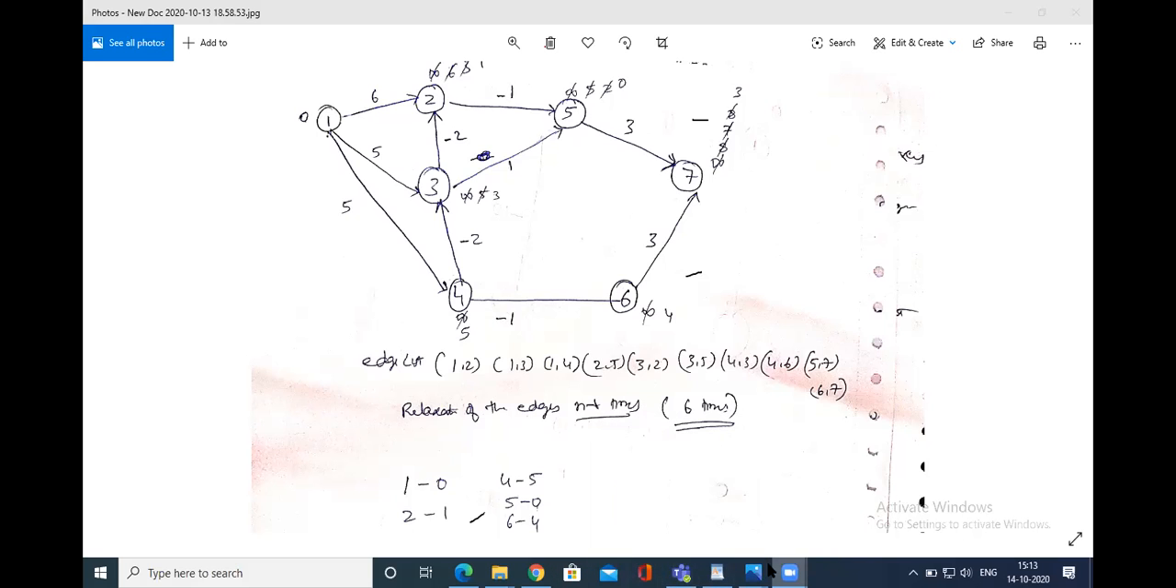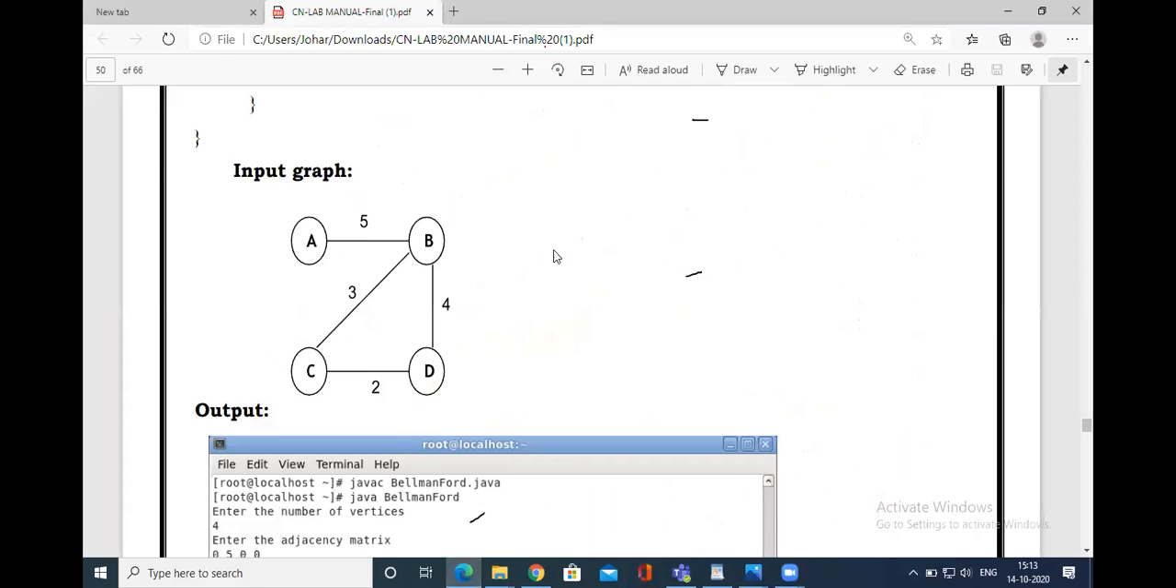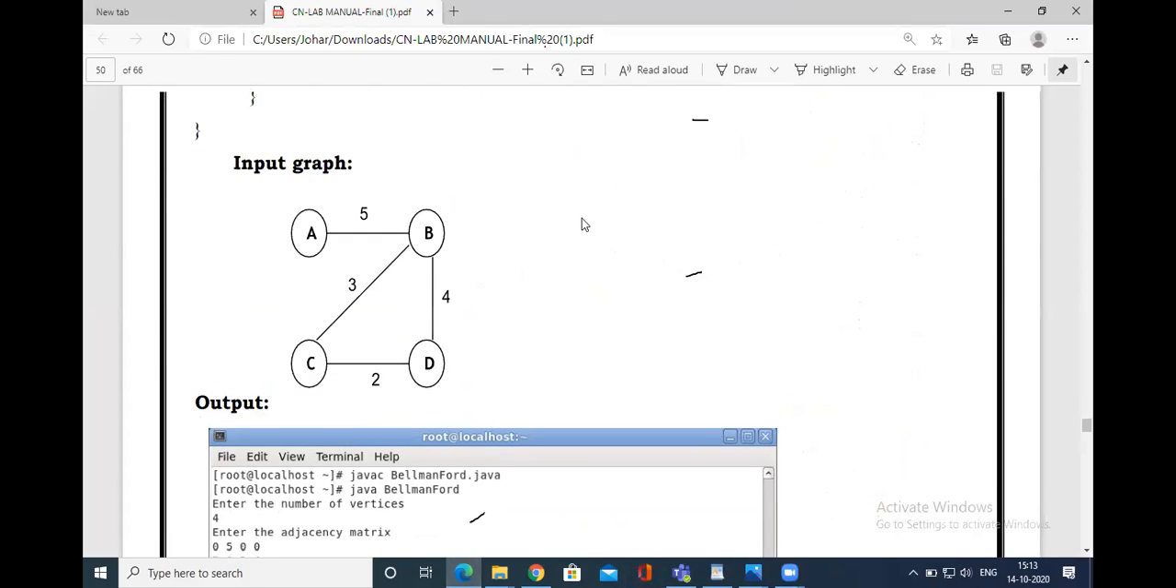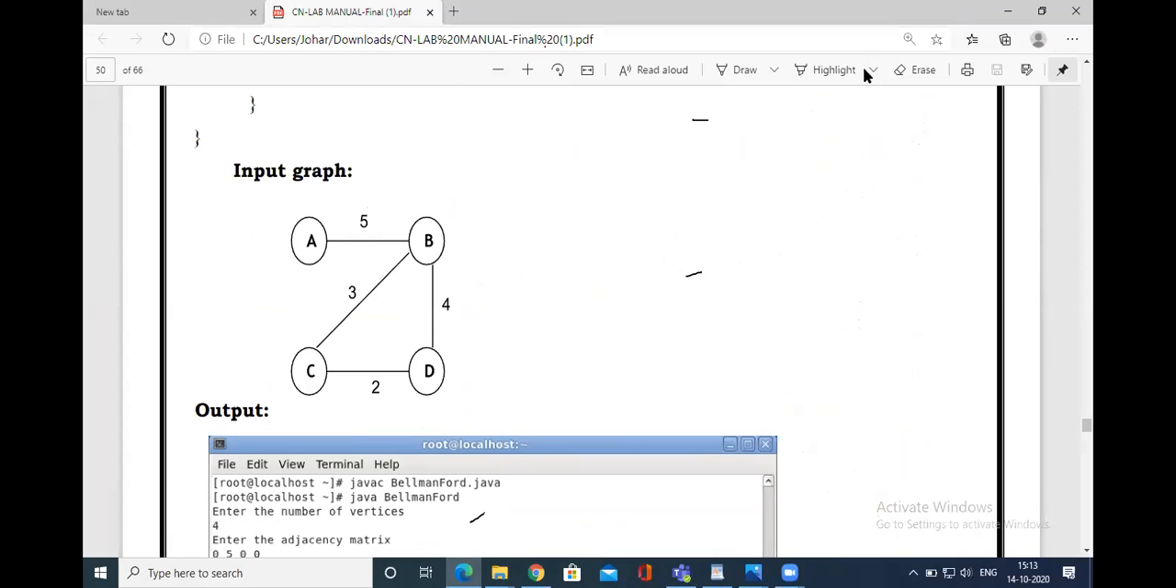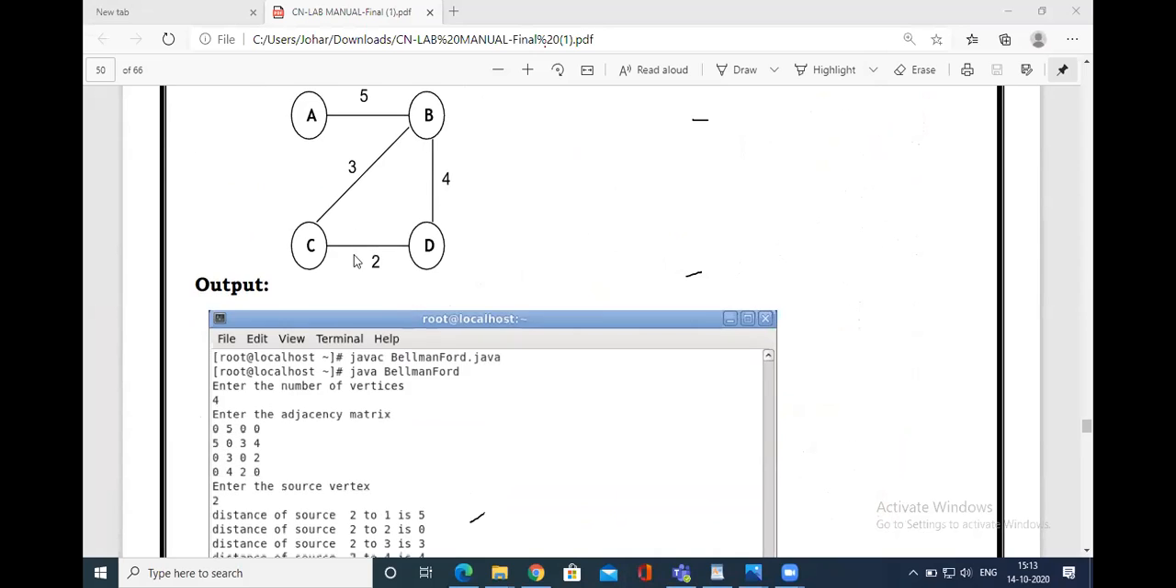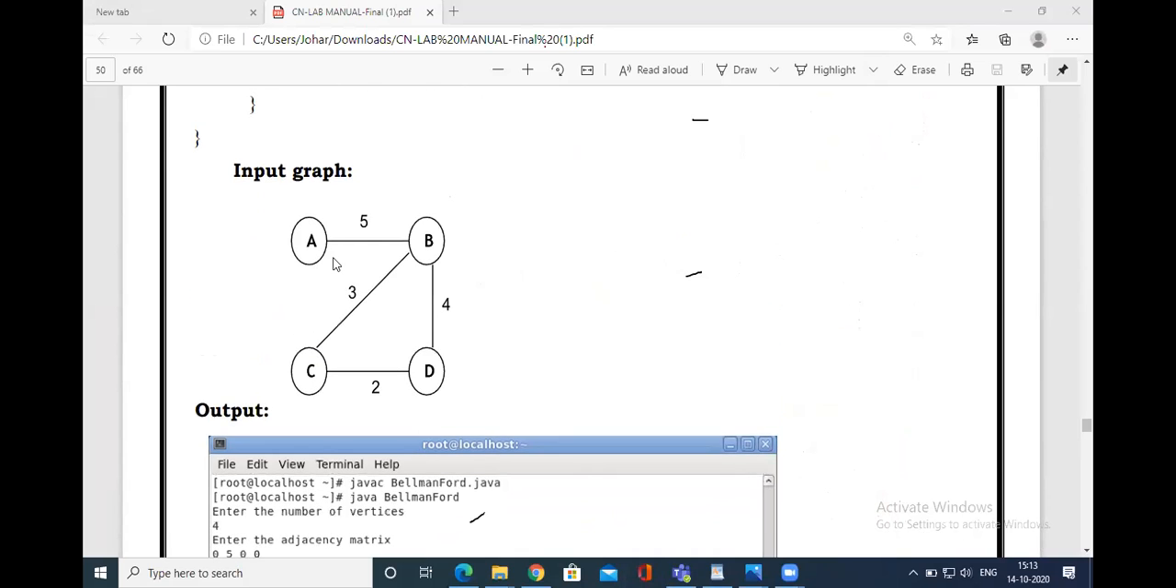Let me go to the program fast. So you have to provide the number of vertices. Meanwhile you can give the attendance. First try to focus here, all of you. We have an input graph. If this is a graph on a sheet of paper, how many nodes do you have to write to the program? That is n, enter the number of vertices. So the number of vertices is 4: A, B, C, D.